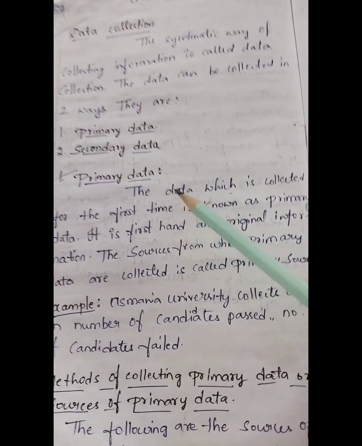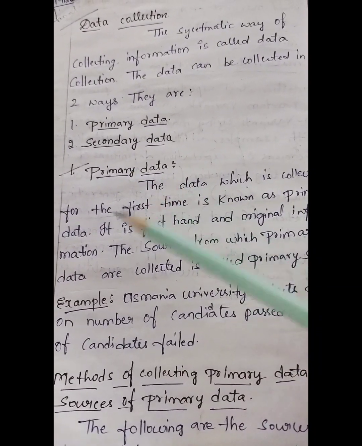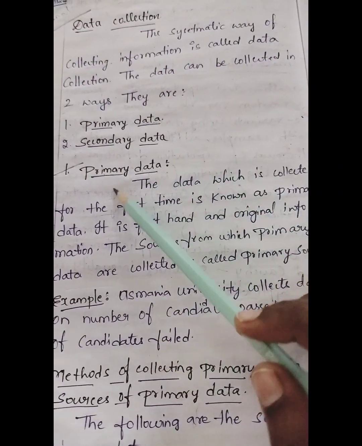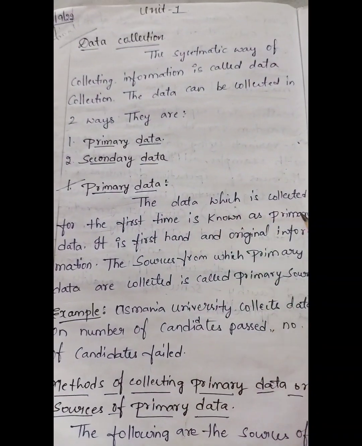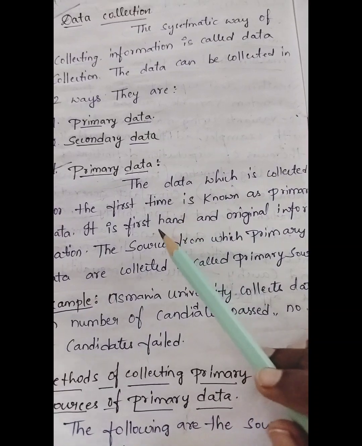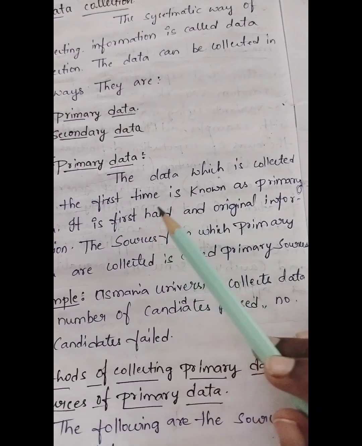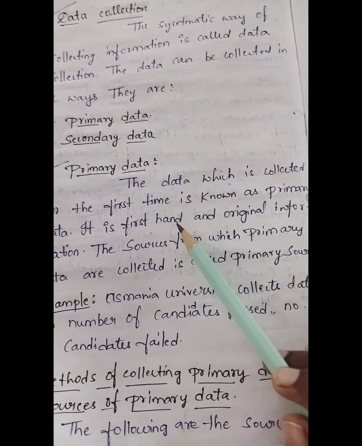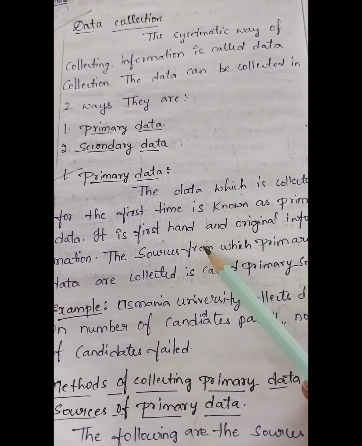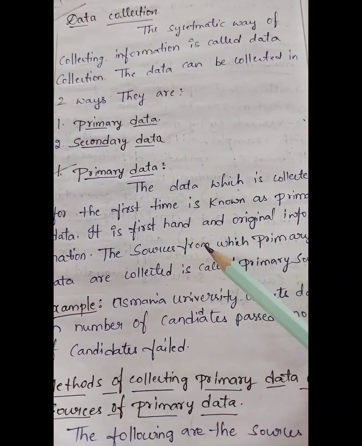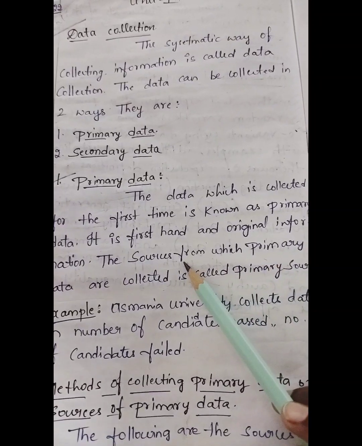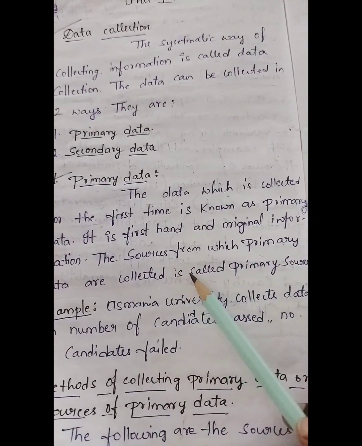So coming to the primary data, let us see what are the sources. First, definition, example and the sources of collecting primary data. So first is the definition of primary data. The data which we collect for the first time is known as primary data. The information we collect will be original, because we are collecting the data for the first time. The sources from where we collect this primary data are called primary sources.